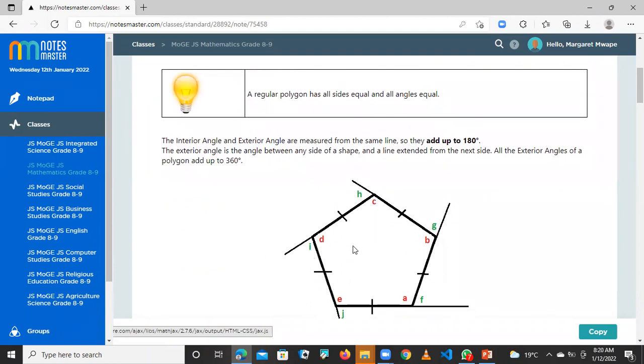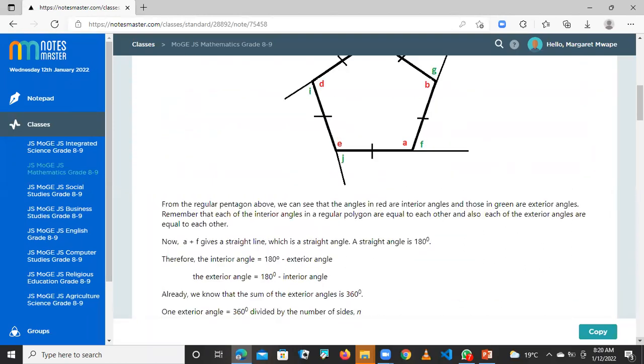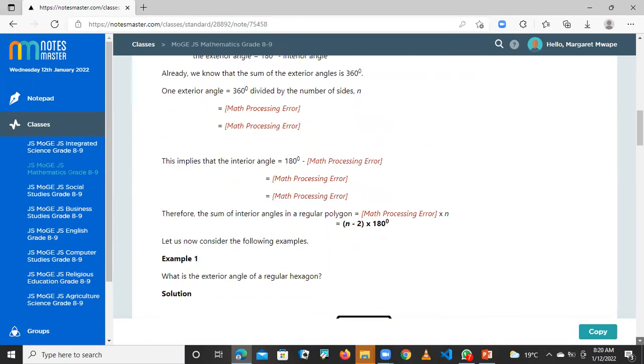Then there is an explanation there. As you can see, this is a regular polygon. Now in this regular polygon, you can see that the ones in red are interior angles, and the ones in green are exterior angles. That is what we can see. All that explanation is there. If you are there, you can read on your own. I know somewhere it does not process because of the network.